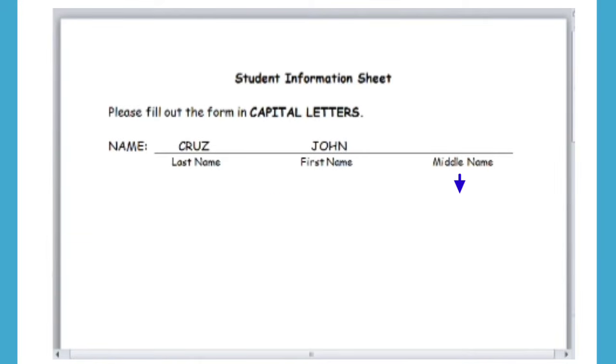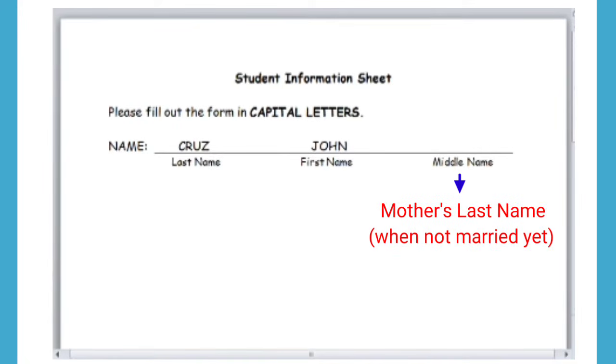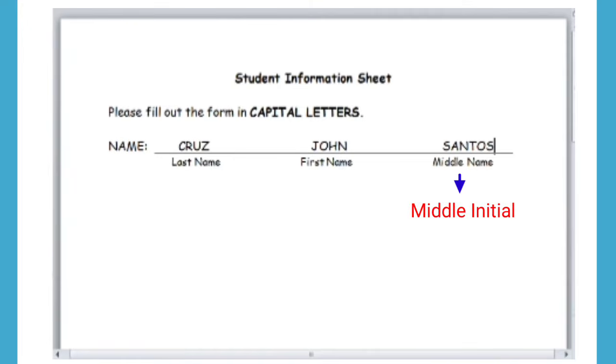Now, let us have middle name. It is the last name of your mother when she did not marry your father yet. Let us say John's middle name is Santos. Now, some forms ask for the middle initial only. What does it mean? You just have to put the first letter of your middle name. In this example, since the first letter of Santos is S, we just have to put S, then period.